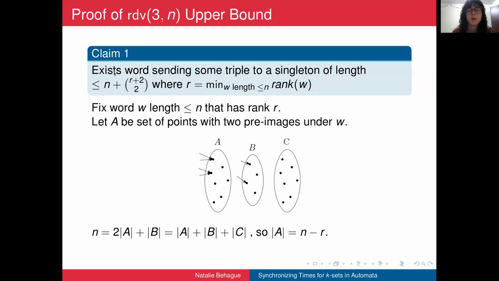So we apply the word W, and then we apply that word that sends some pair in A to a singleton. And actually, we've done better than find something sending a triple to a singleton. We found something that actually sends 4 states to a singleton. Everything in A had 2 pre-images under W, so we're going to have 4 things getting sent into A, and then that pair in A is going to get sent to a singleton, and that whole process, applying W and then the word sending a pair to a singleton, has length at most n plus R plus 2 choose 2.